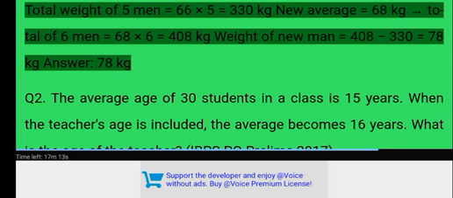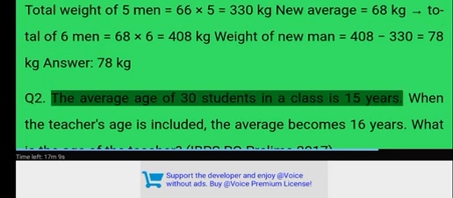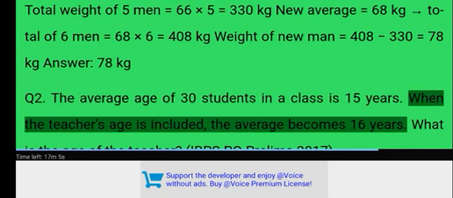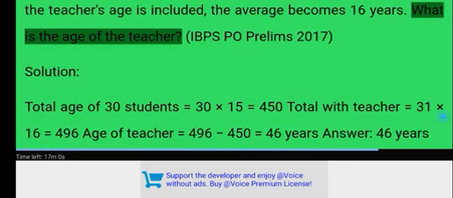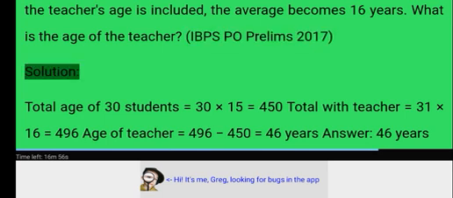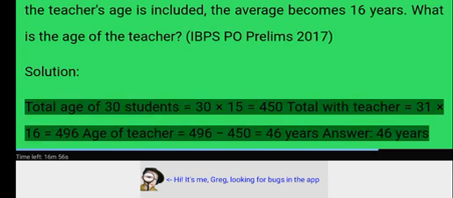Answer, 78 kg. Q2. The average age of 30 students in a class is 15 years. When the teacher's age is included, the average becomes 16 years. What is the age of the teacher? IBPS PO Prelims 2017. Solution. Total age of 30 students equals 30 times 15 equals 450. Total with teacher equals 31 times 16 equals 496. Age of teacher equals 496 minus 450 equals 46 years.